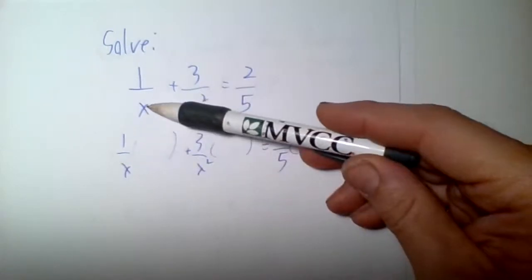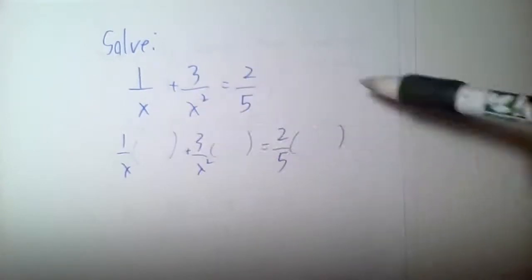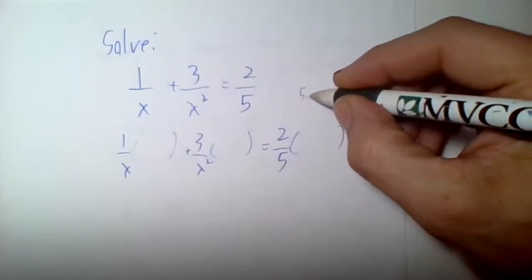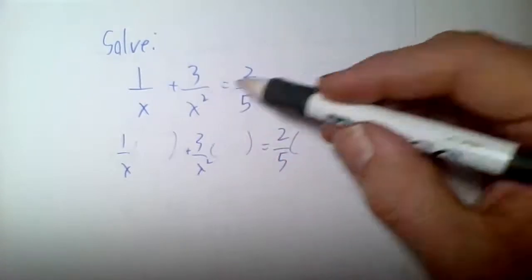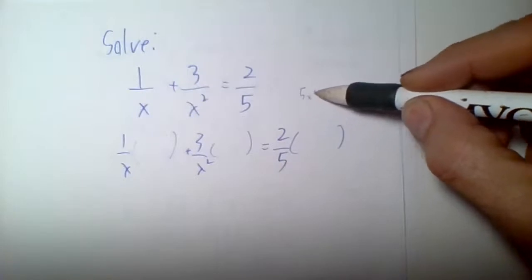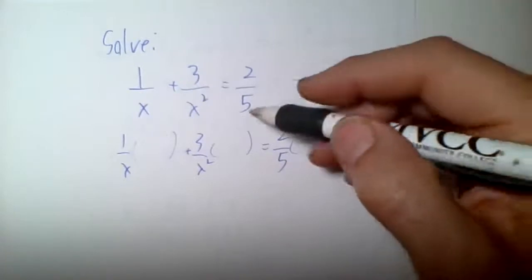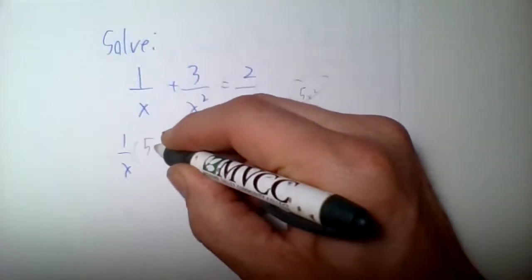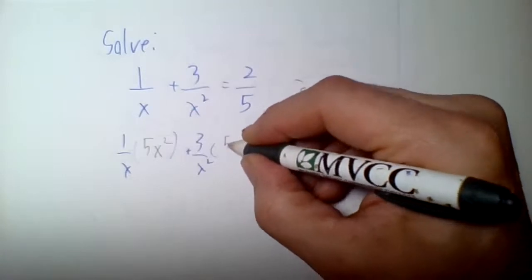But my denominators are x and x squared and 5. So the common multiple of all of those would just be 5x squared. That already has a 5 and an x squared as a factor, but it also has x as a factor because x squared is just x times x. So that's what I want to multiply by. That's my common multiple here.